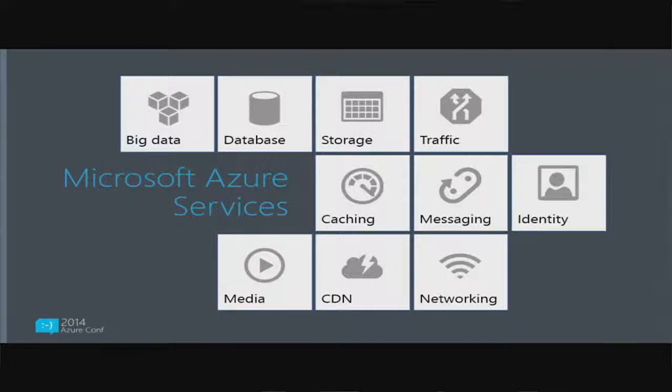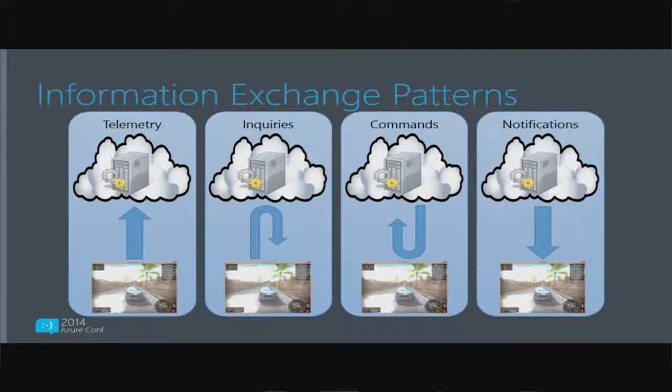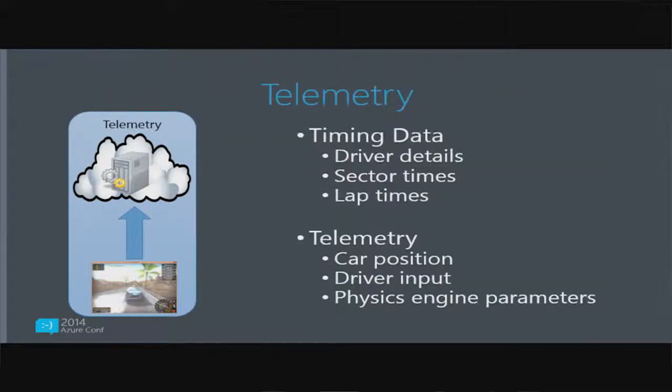So I'm going to talk through the solution and talk about the services that I'm actually using to implement the Red Dog Racing scenario. So what I did, as well as looking at the services that I've got available, I went back to the information exchange patterns that we've talked about with the Internet of Things and said, well, it'd be really nice to take these architectural patterns and see how we can implement them to make the driving game work. The first one is telemetry.